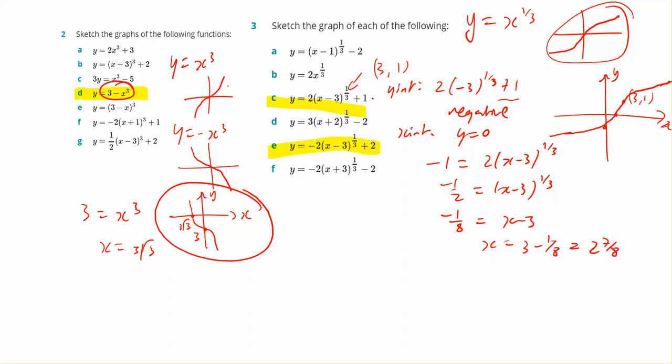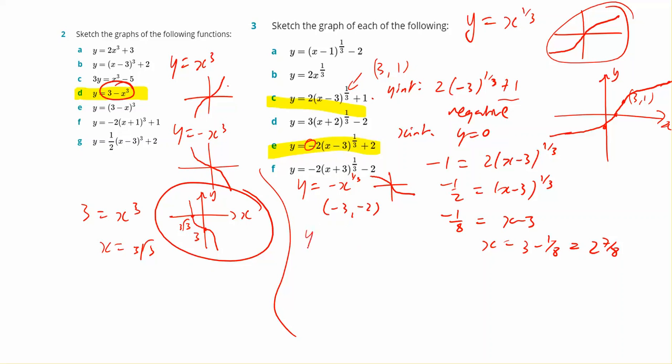Okay. For E, let's draw something similar. Okay, so it's a negative SPOI graph. Can you see there's a negative at the front? So your graph, negative inverse SPOI graph. So x to the power of a third would look something like this. So it will be something like that. Okay, so my SPOI is at negative 3, negative 2.